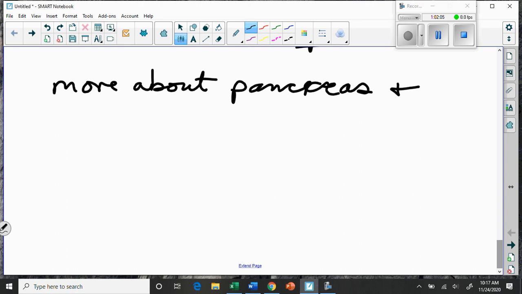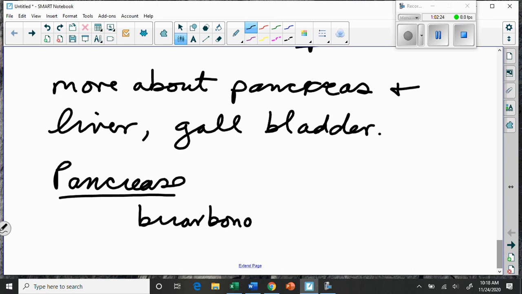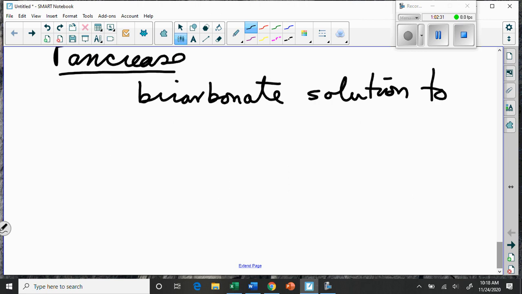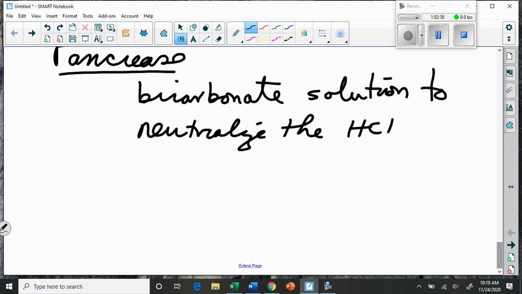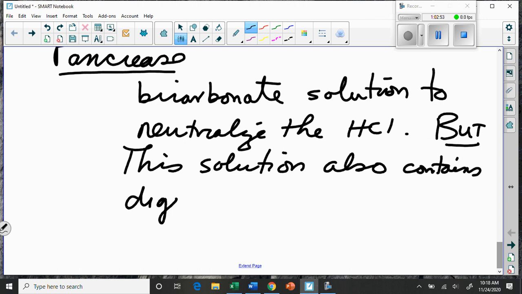The pancreas, and two other things we haven't talked about yet, the liver and the gall bladder. Okay, so let's talk about the pancreas just in general. We saw that it secretes bicarbonate solution to neutralize the acid, the HCl from the stomach. But this solution also contains some digestive enzymes, which are, again, molecules that act as catalysts to help break stuff down.